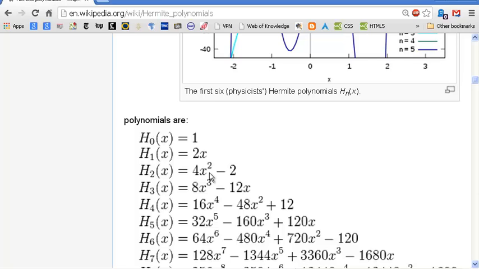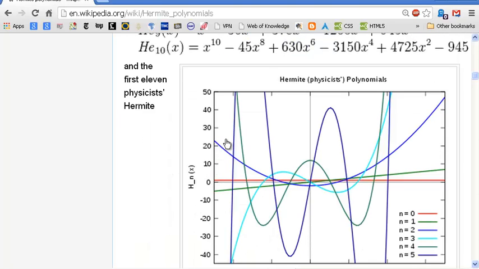h2 of x, 4x squared minus 2. So that would be this one here, goes down this way and goes up. It's just a quadratic. And the third one is, let's see if I can find that. It must be this one. The third one, n equal 3, goes up and down and up like that. n equal 4 is this one. n equal 5 goes up and down like this, and so on.